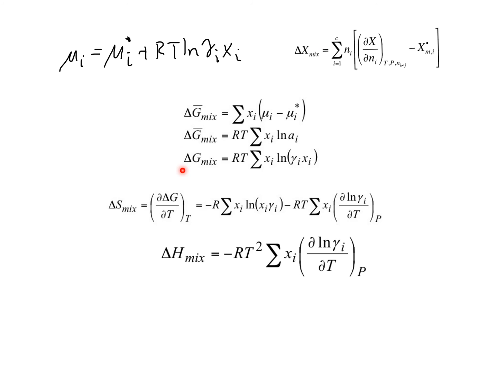If we look at delta G of mixing, we can see that depending on whether the activity is greater than 1 or less than 1 for the components, delta G of mixing will be greater than 0 or less than 0. The natural log of a number greater than 1 is greater than 0, and the natural log of a number less than 1 is less than 0. Remember that delta G being less than 0 indicates a spontaneous process. And so only when the activities are less than 1 will the mixing be spontaneous.